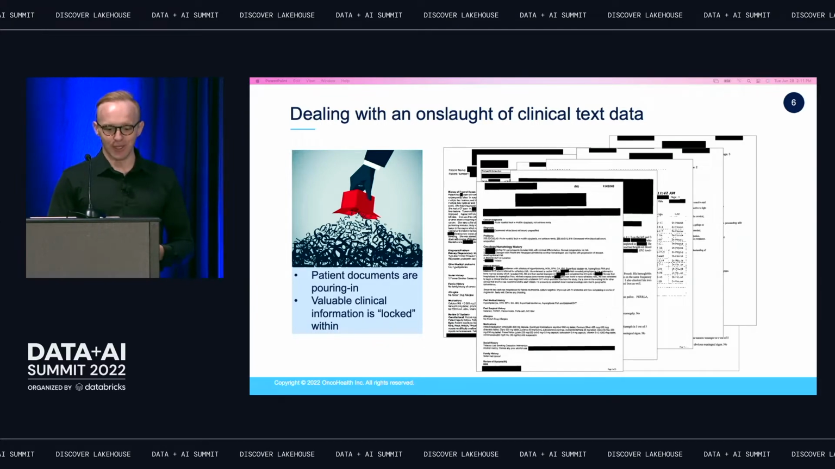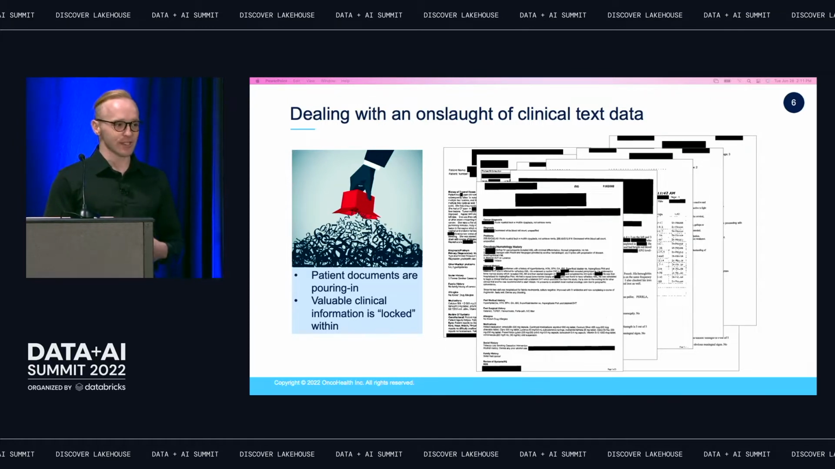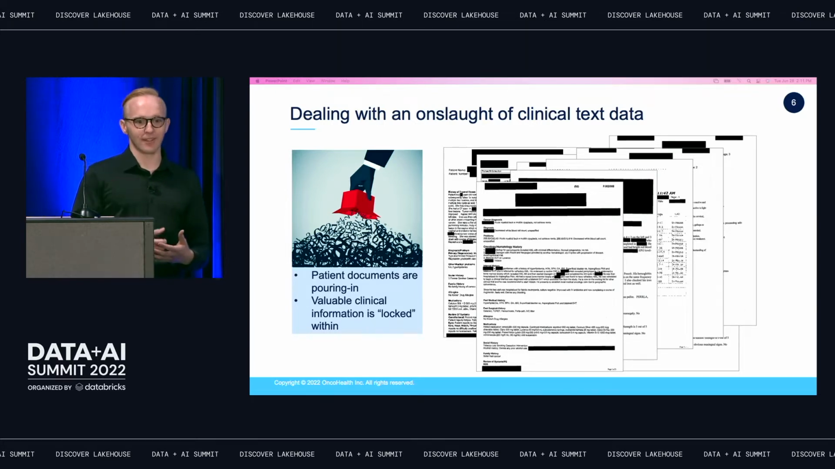However, now we have a truly tremendous number of PDFs. And as long as this information stays within these PDFs, it might as well be locked away, because it requires a human being to look through it and identify the important content within.